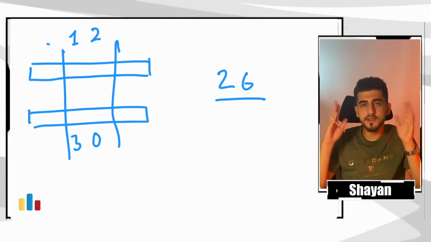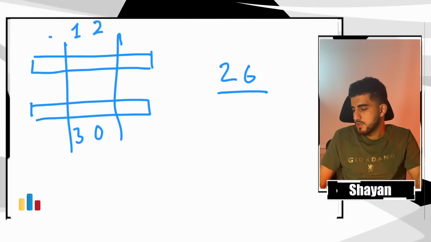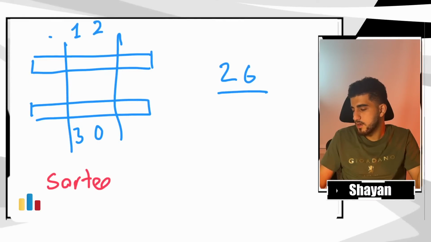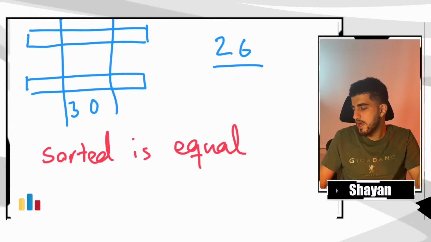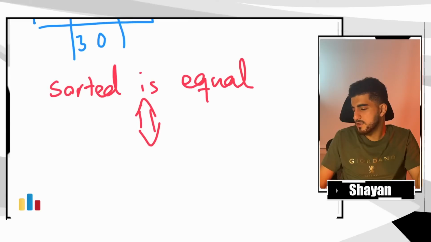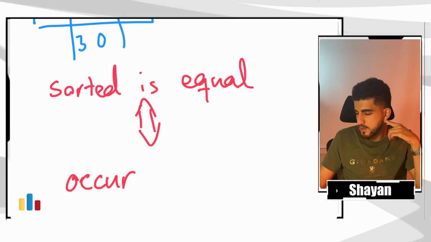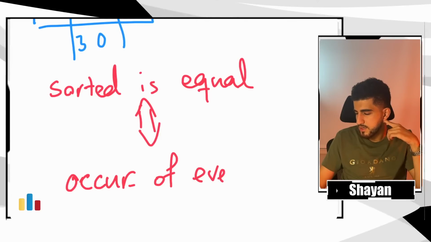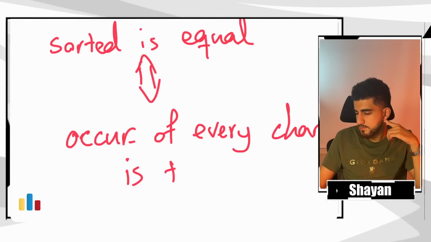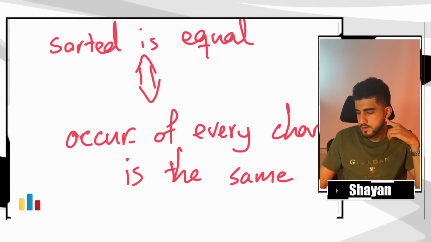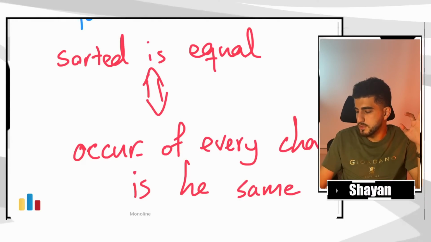I know that at the end they should be equal. The only way that the sorted versions of them are equal is if and only if I have the same number of each character, so the occurrences of every character are the same. So that's when I can say that the sorted versions of them are equal.